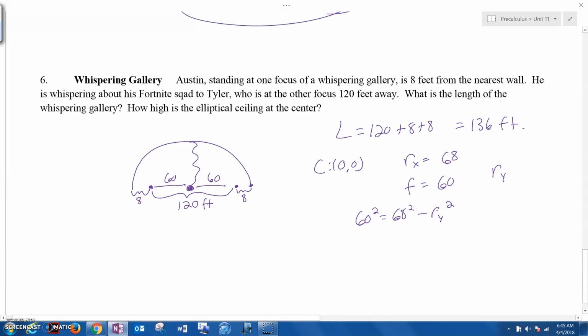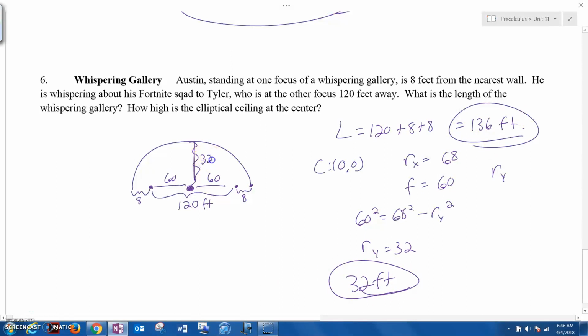Now on a test you will not have a calculator. This obviously is a calculator problem. But like I said, on a test you don't have it, so I will give you a very easy word problem. You get the square root of 1024, which is 32. Great. So Ry is actually 32. Well, it says how high is the elliptical ceiling? Well, it would be the Ry. So that means that the second answer is 32 feet.